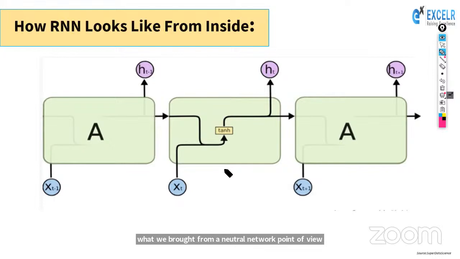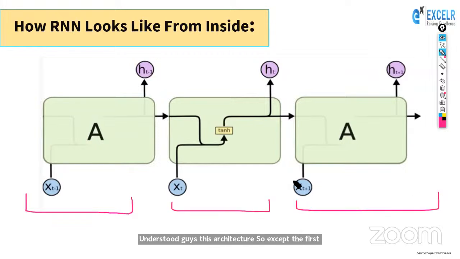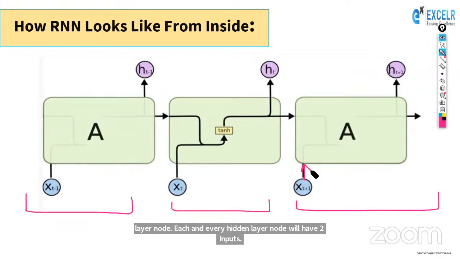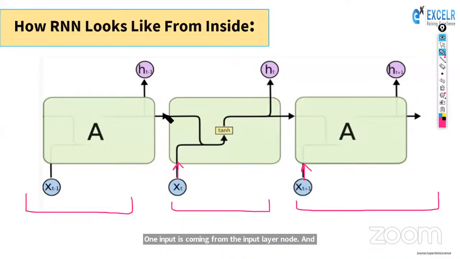Understood, guys, this architecture? Except the first layer node, each and every hidden layer node will have two inputs. One input is coming from the input layer node. Another input is coming from the previous hidden layer output, right? Whatever hidden layer output is generated as HT, that HT will go to two places: the output layer node, as well as the input for the next hidden layer.